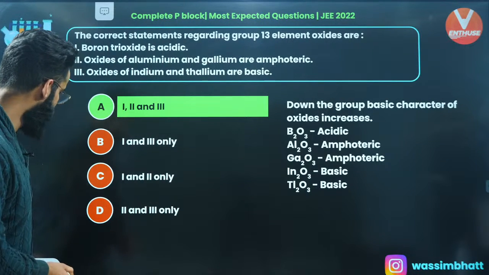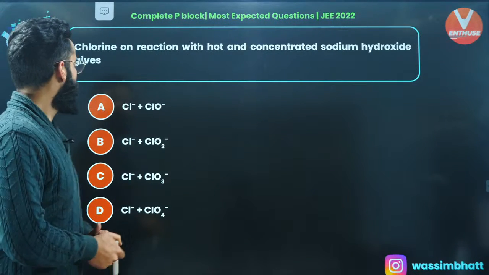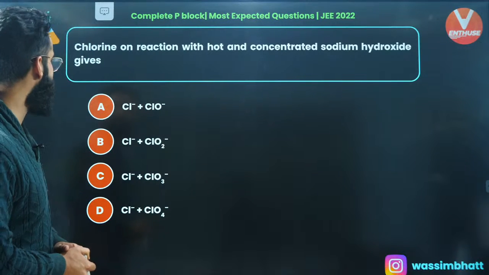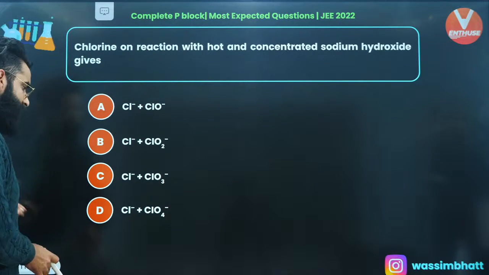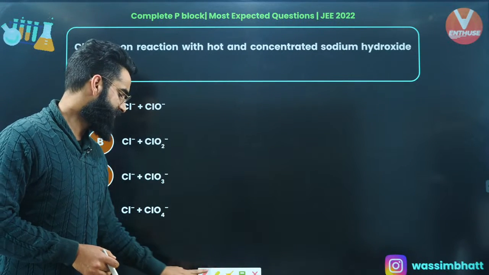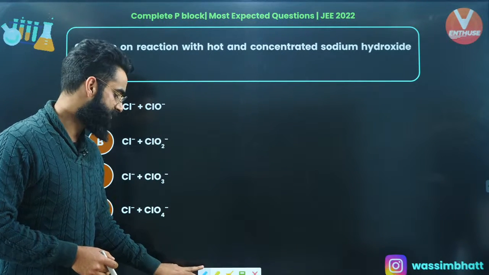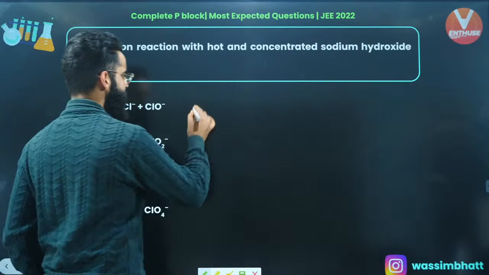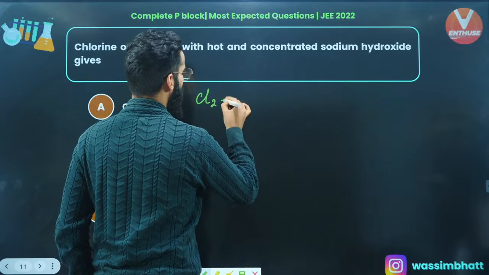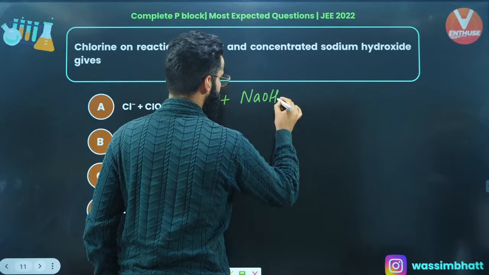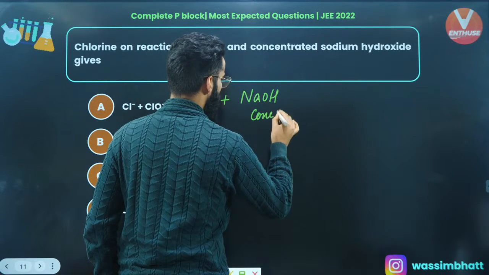Let me quickly move on to one more. Chlorine gas on reaction with hot and concentrated sodium hydroxide gives what? What do you think about this one? I'm sure this reaction you would have studied in your redox reactions as well, right? I would want your answers in the chat, my dear people. Cl2 on reaction with hot and concentrated NaOH, right? What does it produce?